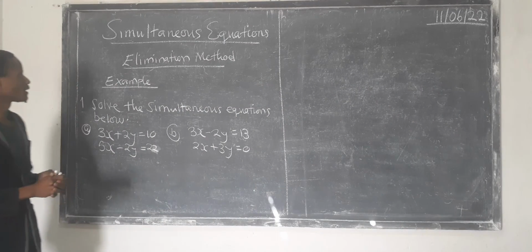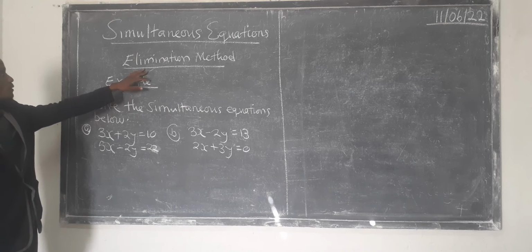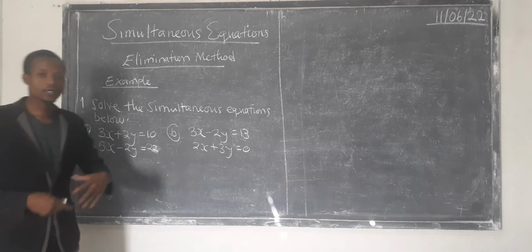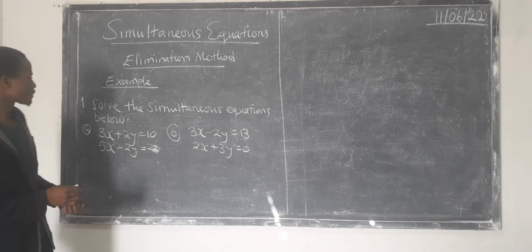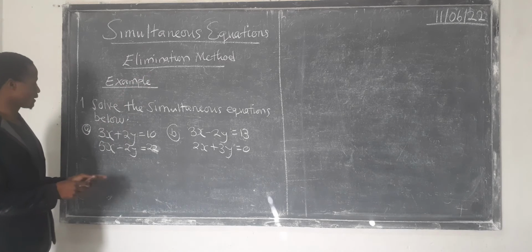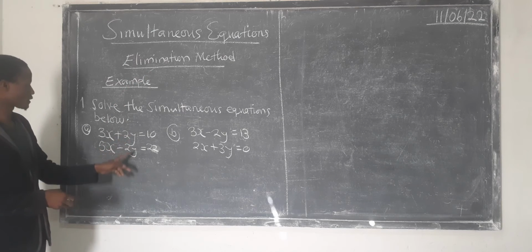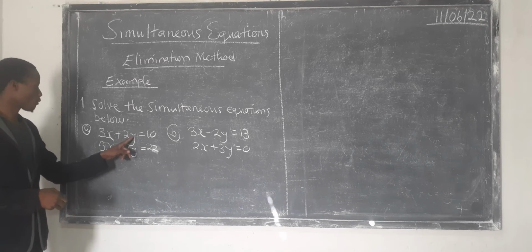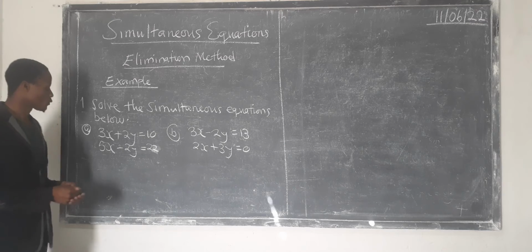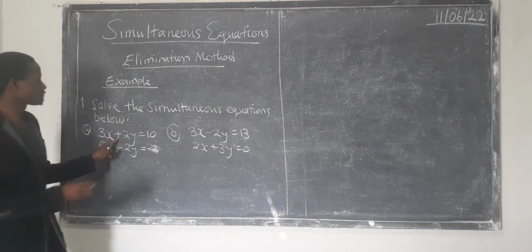Today I want us to learn how to solve simultaneous equations using the method called the elimination method. To eliminate is to remove. So we solve simultaneous equations using the elimination method by eliminating one of the variables. We have two variables in these two equations, the y as well as the x. So to solve this using the elimination method, we remove one variable. Now, how do we remove one variable?